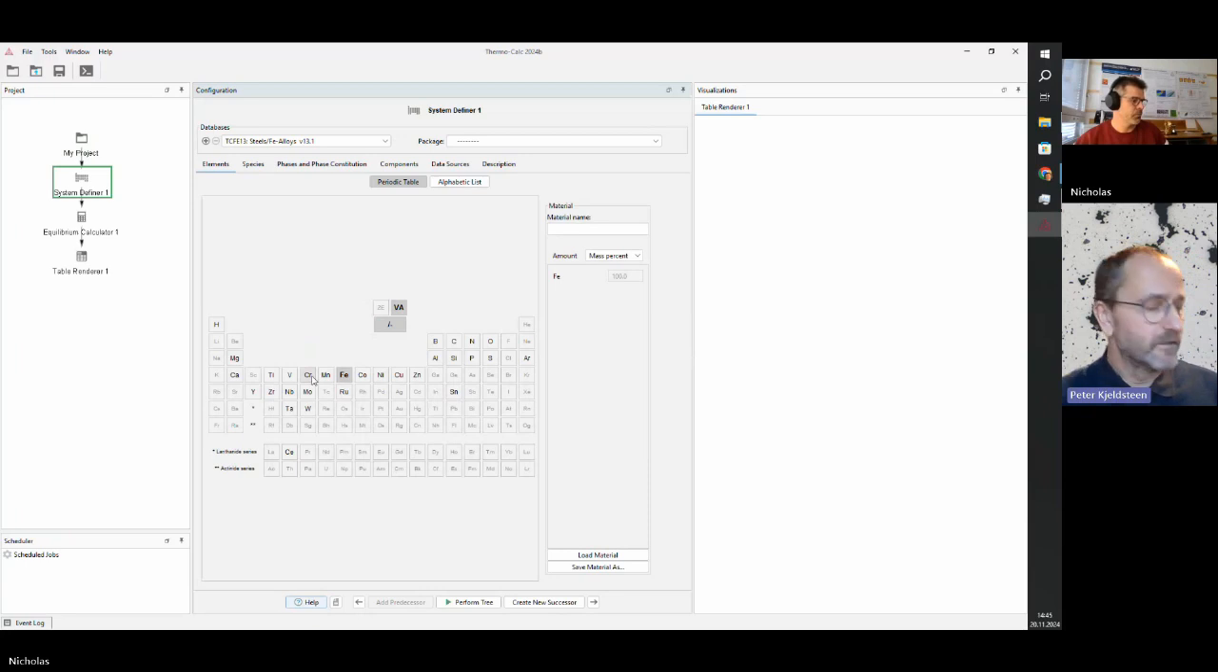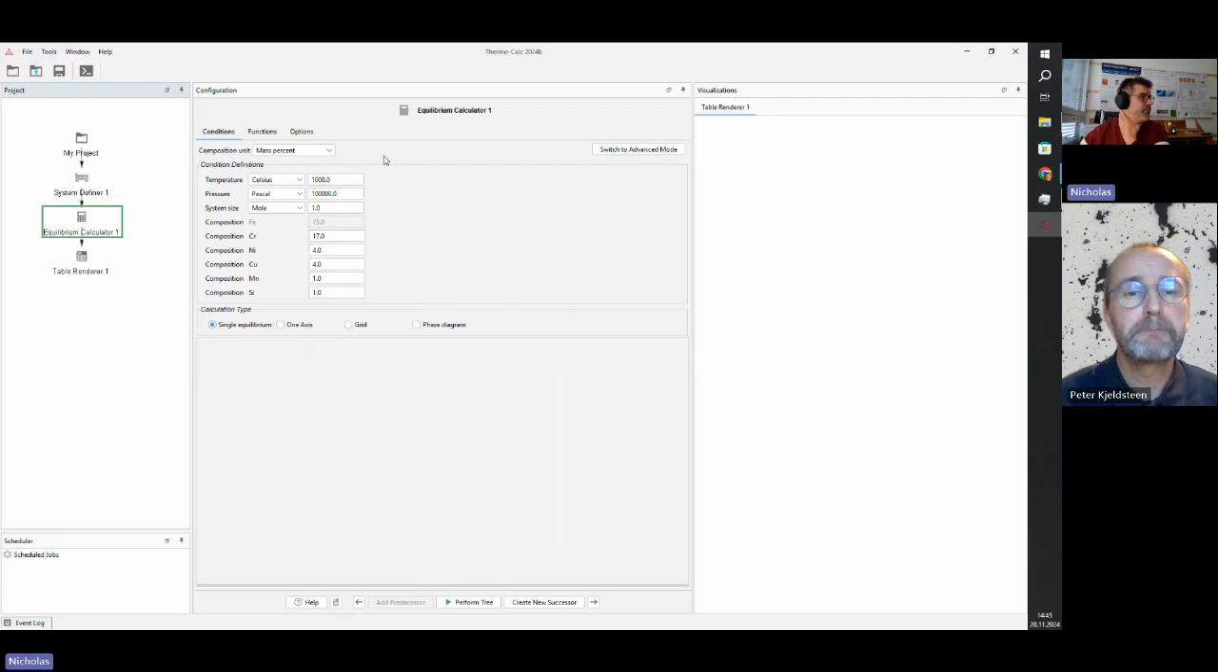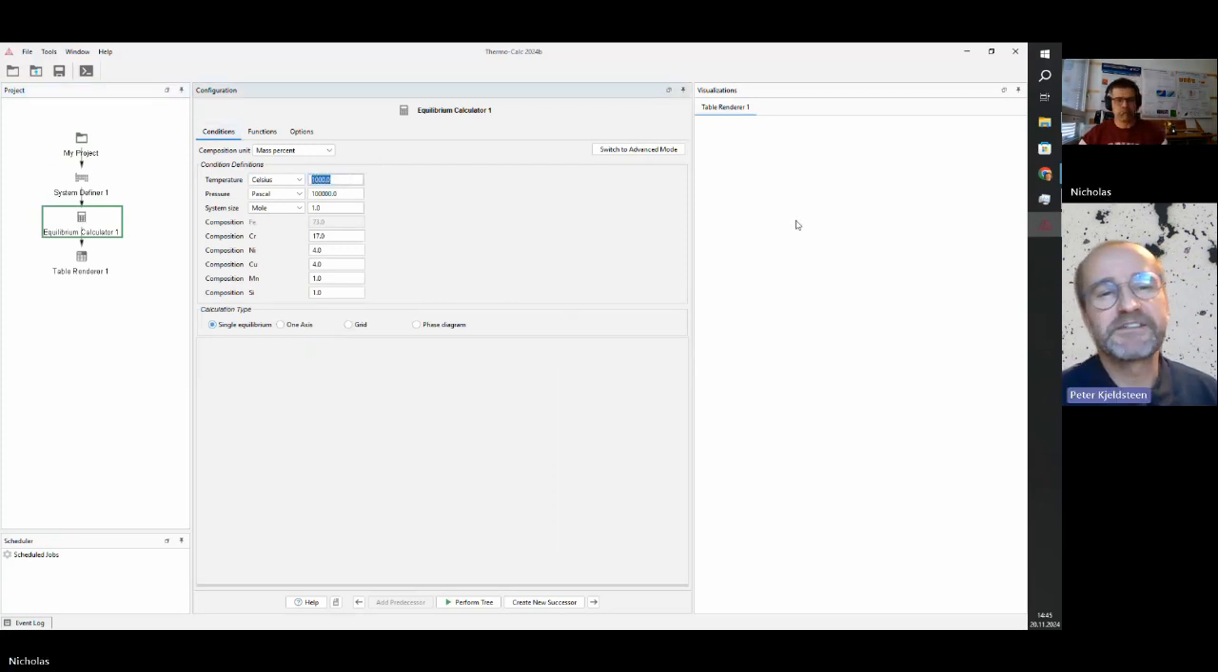Then we have it's called 17-4. That means 17% chromium, easy to guess, and 4 nickel, also easy to guess, right? And then we have the precipitation content, that's copper. So we have 4% copper. Then we have 1 manganese and 1 silicon. And here I don't have any surprises.